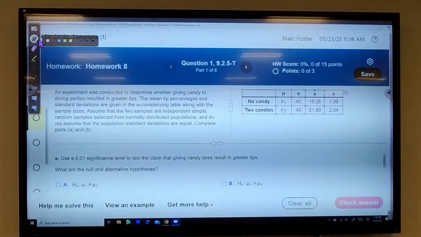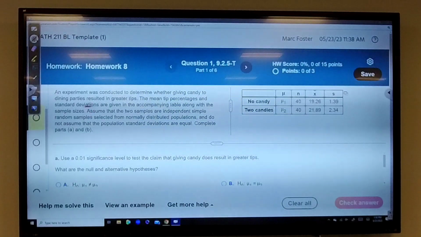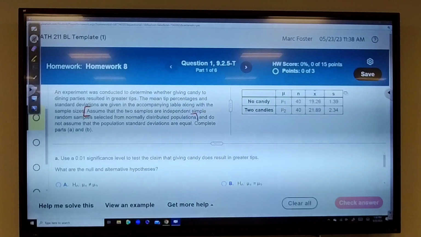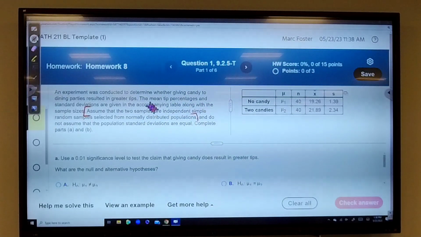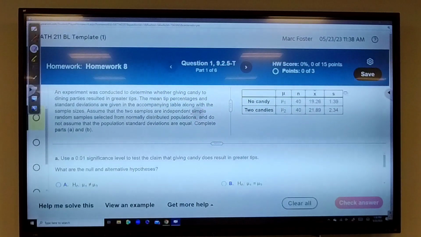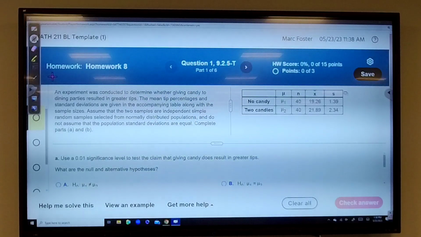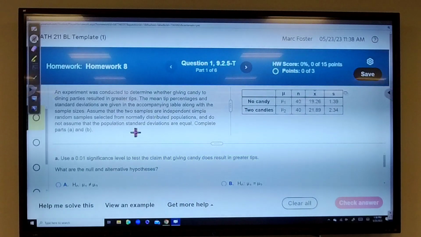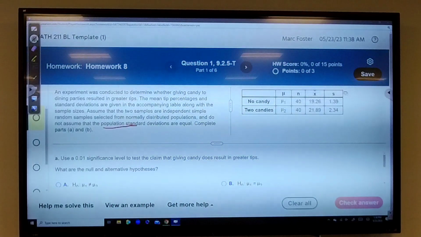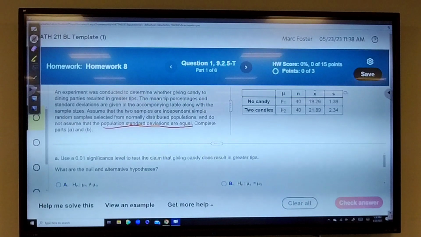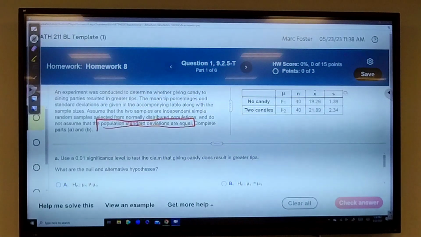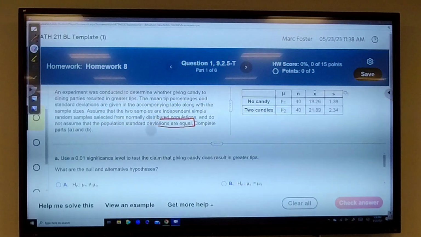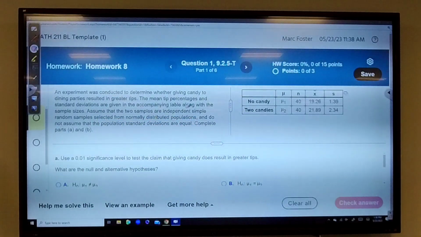All of these other words about assume that it's an independent, random sample from normally distributed populations. That's stuff that you have to have be true before you can do this test. It will be true in all of our problems. And then look at this here. Do not assume that the population standard deviations are equal. That would mean that the variances are not equal for the population, so you would have to use that complicated degrees of freedom.